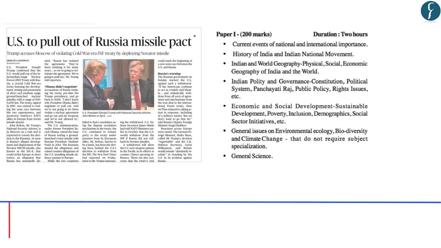The next news appears on page number 12. The news reads, US to pull out of Russia missile pact. President Donald Trump accuses Moscow of violating the Cold War era INF Treaty by deploying the Novator missile. Now this topic in your prelims examination forms a part of current events of international importance.